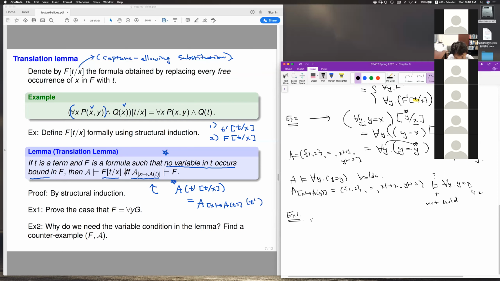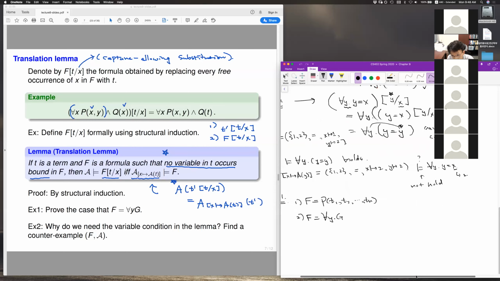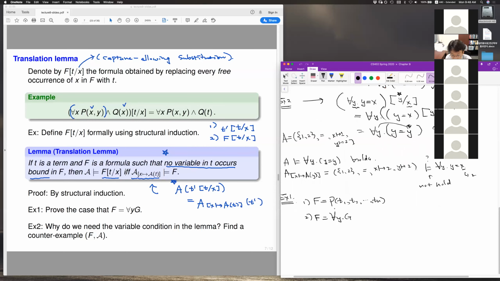I will consider only two cases. The first case is where the formula F is an atomic formula, a predicate symbol P applied to T1 up to Tn. The second one is, just like I said, the quantification. The other cases are really just a straightforward application of the induction hypothesis. So let me try the first case. We say A satisfies P of T1 up to Tn, where we replace x by t.